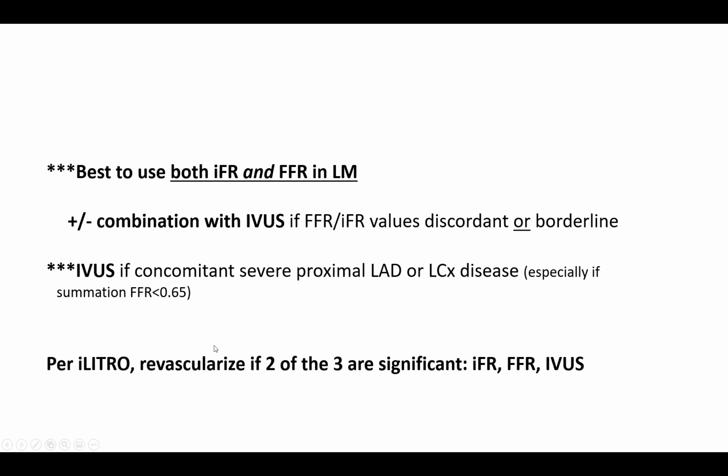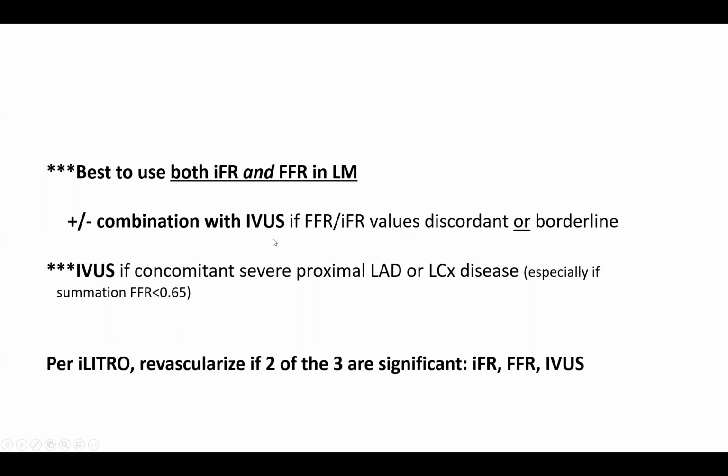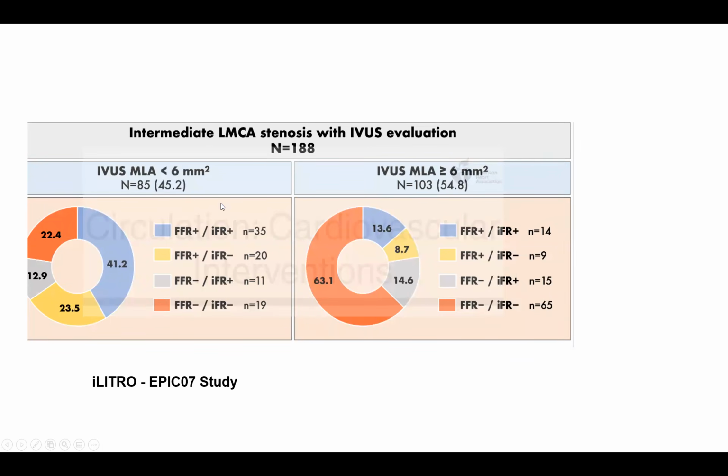Okay. And per iLitro, revascularize if 2 of the 3 are significant, and maybe if 1 of the 3 is significant: IFR, FFR, or IVUS. So none of them is stone cold. Even 6 millimeters square is not stone cold.